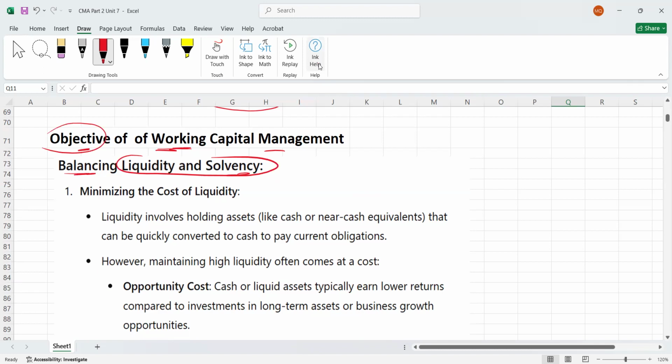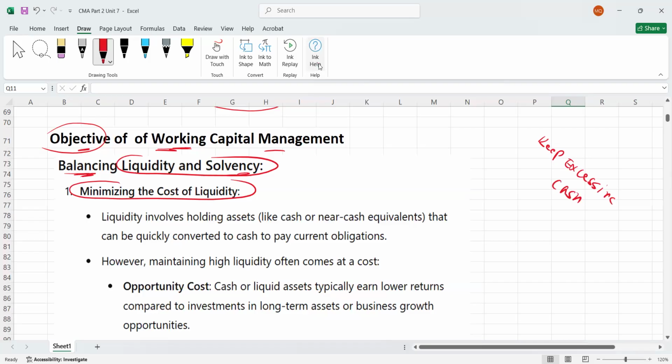Okay, I'm just assuming here. The first thing you need to understand while balancing liquidity and solvency is that you need to minimize the cost of liquidity. What is the cost of liquidity? For example, if you keep excessive cash, maybe more than needed, let's assume.